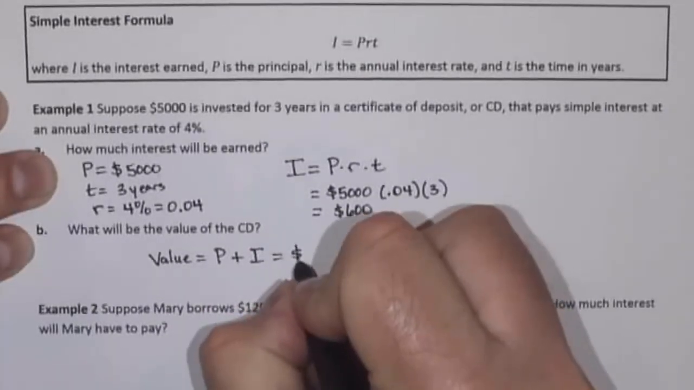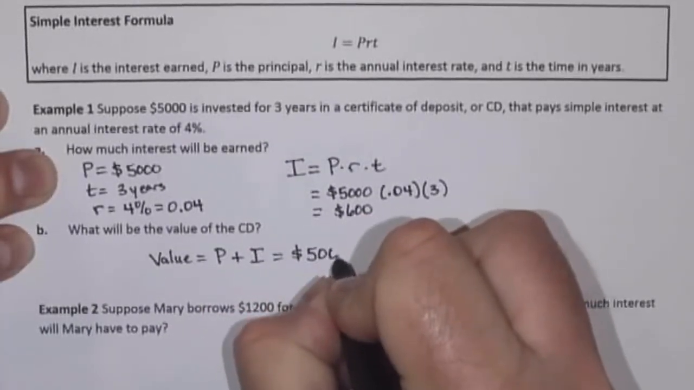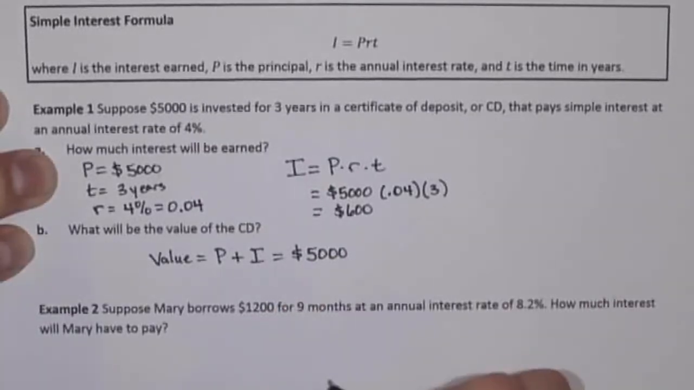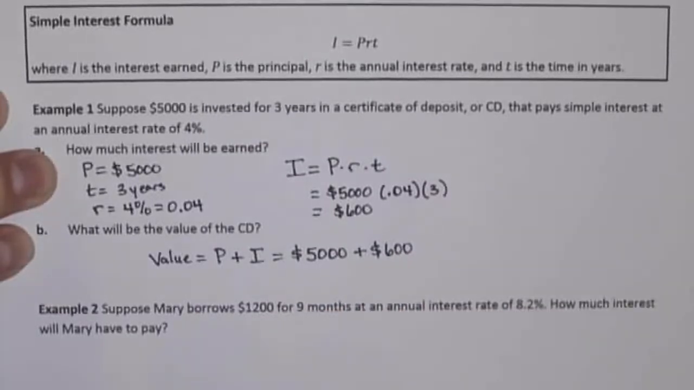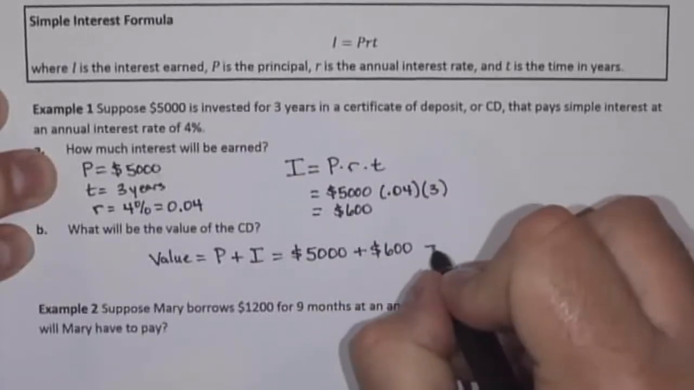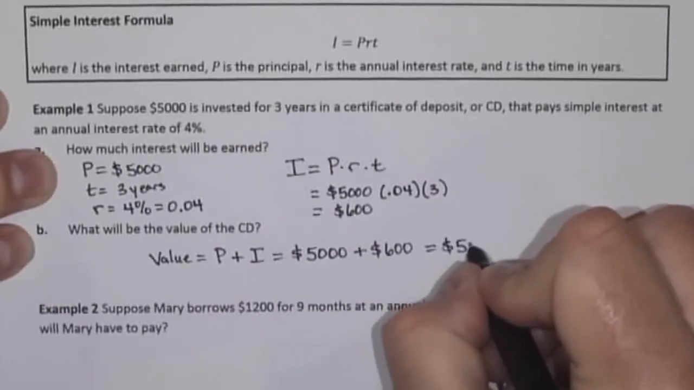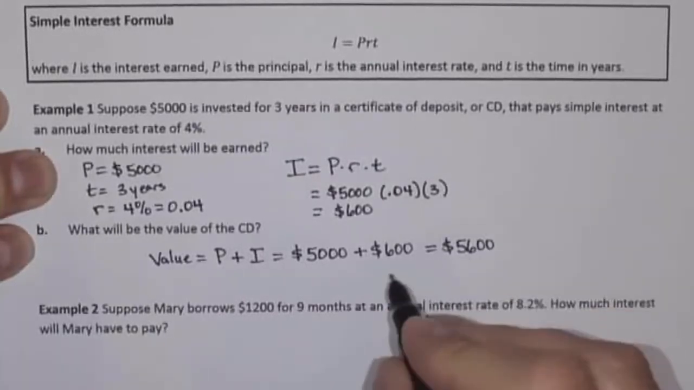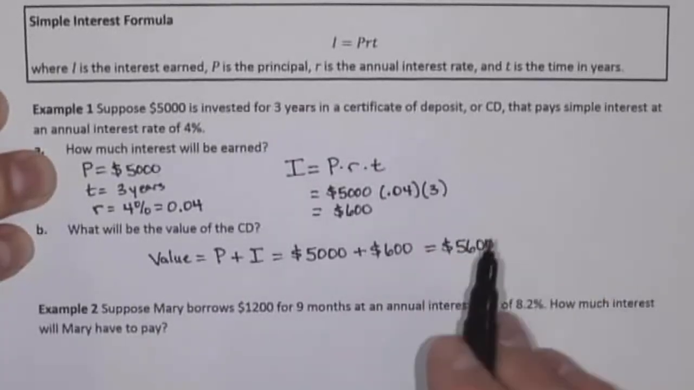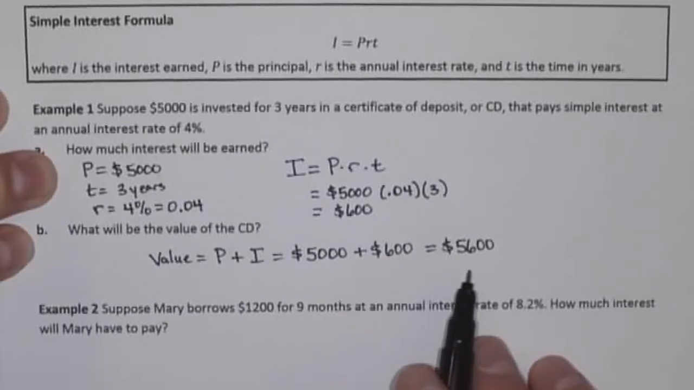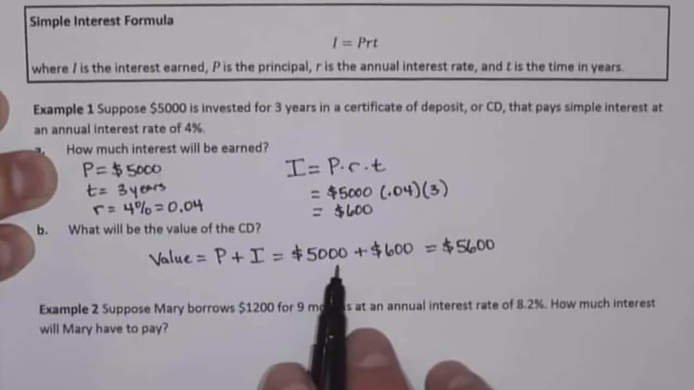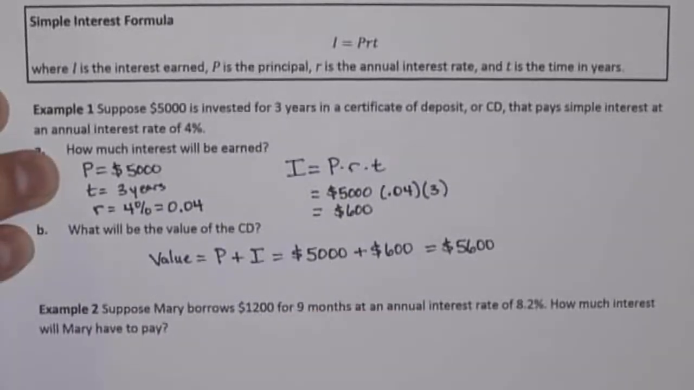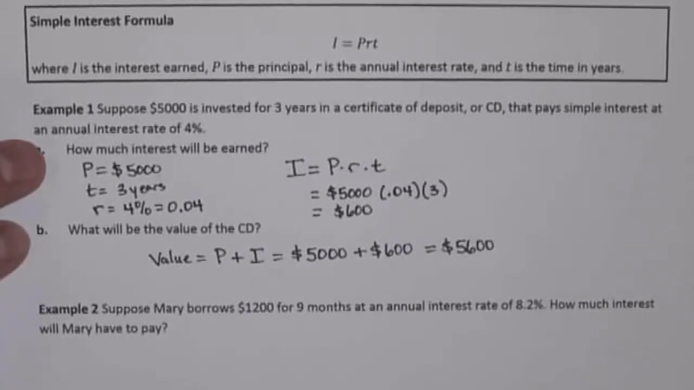So in this case, our CD is worth the $5,000 that we invested in the first place, plus now the $600 in interest. And so 5,000 plus 600 is $5,600. So after the 3 years are up, the CD is worth $5,600 because we have our original $5,000 plus we earned that $600 in interest. Let's take a look at another example.